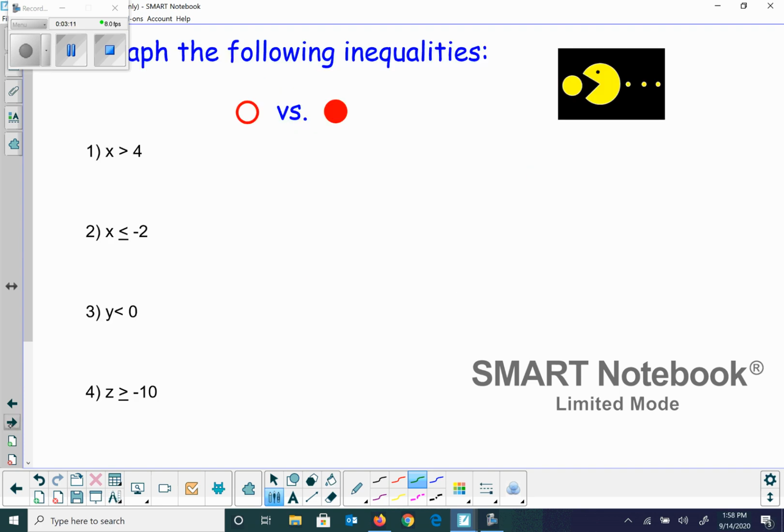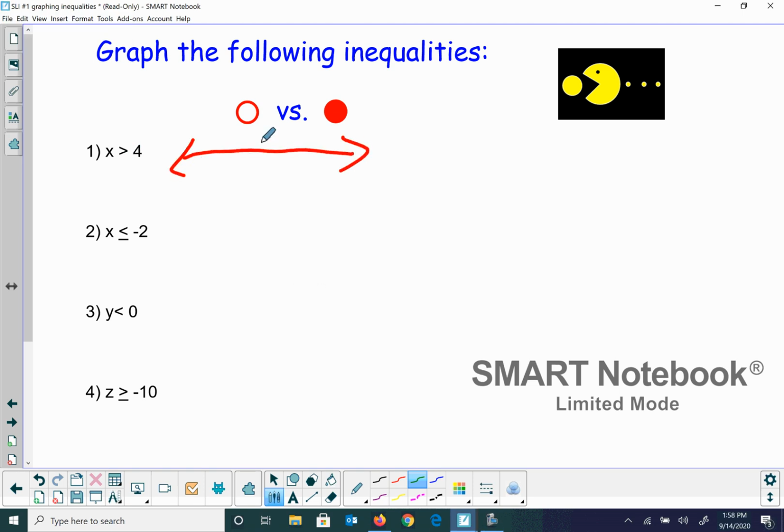All right, so we want to graph these following inequalities. So we're going to use a number line to take a look at this. So I'm going to draw myself a little number line. And I'm going to put 0 right here, and I'll put 4 right here.